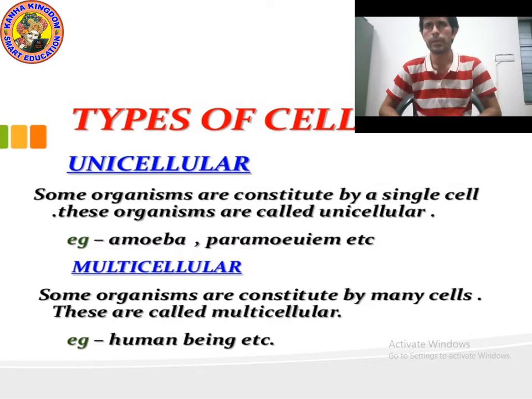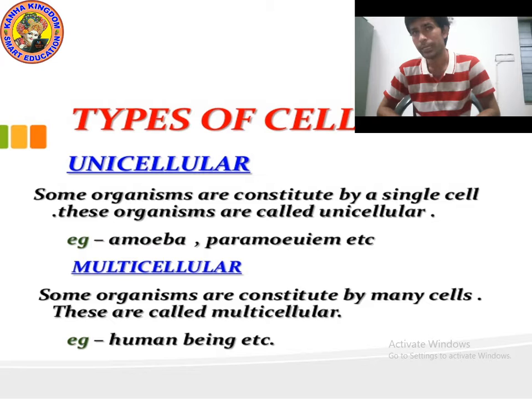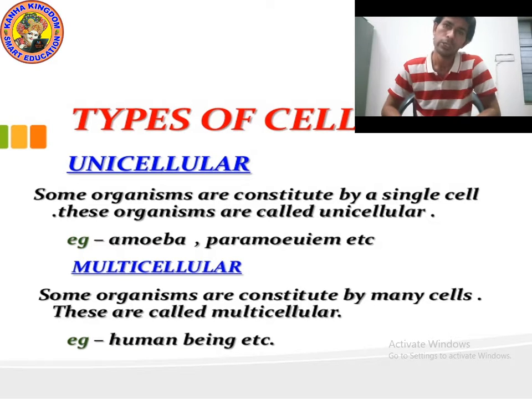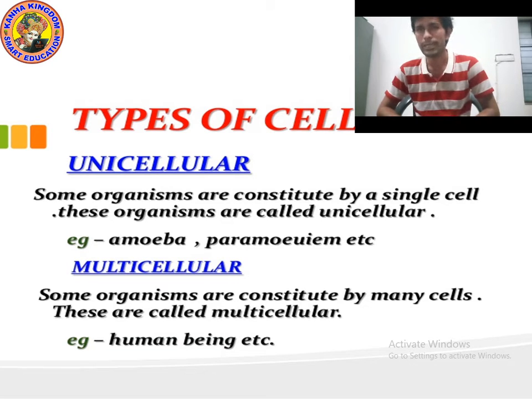Okay, kids. Now the types of cell. There are two types of cell. On the basis of the number of cells present in the body, we can divide them into two types: unicellular and multicellular. Uni means one, multi means many. Unicellular means one cell, multicellular means many cells.